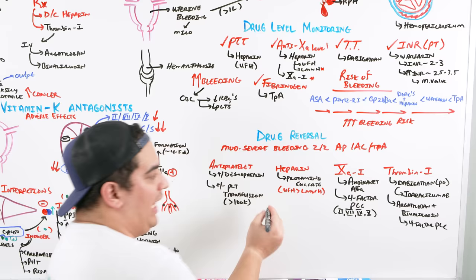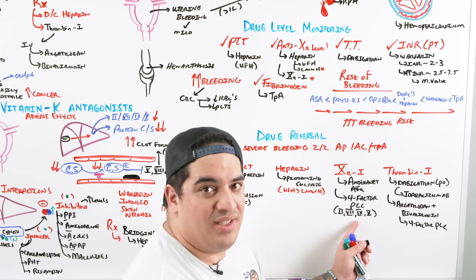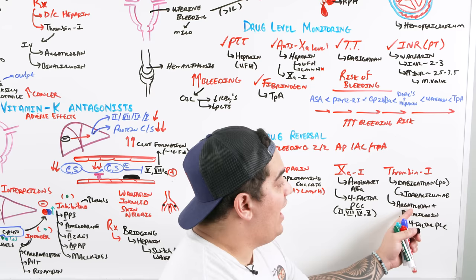Heparin: protamine sulfate, more for unfractionated in comparison to low molecular weight. 10A inhibitors: andexanet alpha if you don't want to be able to pay your mortgage, and then 4-factor PCC would be the alternative and a lot cheaper. Thrombin inhibitors: dabigatran, you give idarucizumab. And if it's argatroban and bivalirudin, which are the IV versions, it's 4-factor PCC.